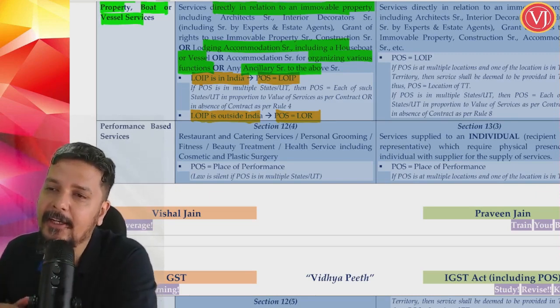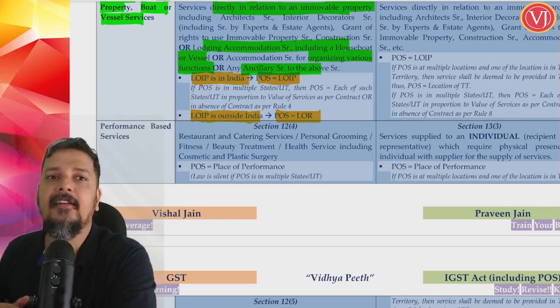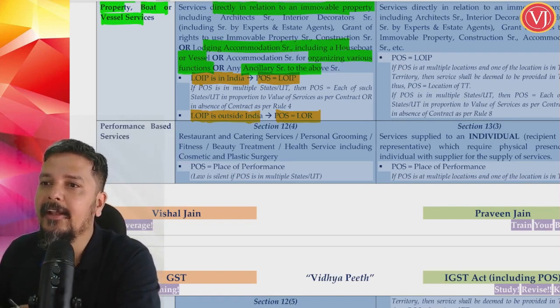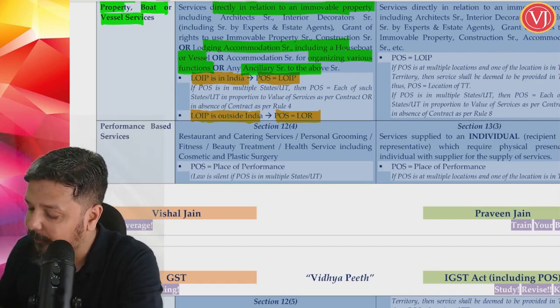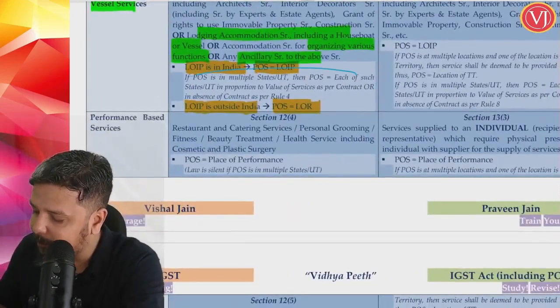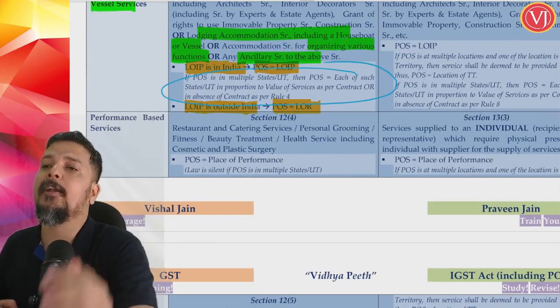But if it is not there in India, then we will not tell it is outside India. We want place of supply in India. Then they focus on location of recipient. Now it might be a case where you get multiple answers. There are scenarios where you are going to get multiple answers.